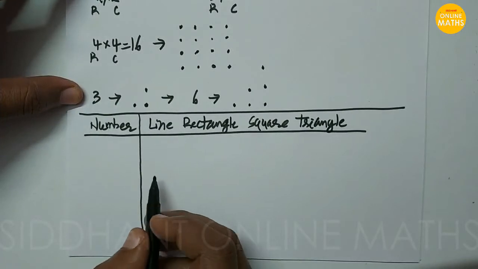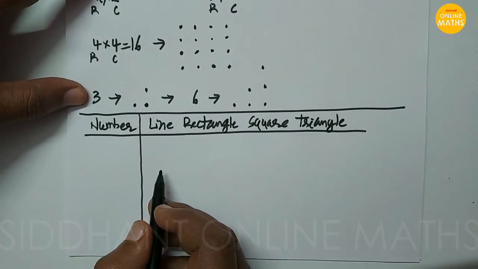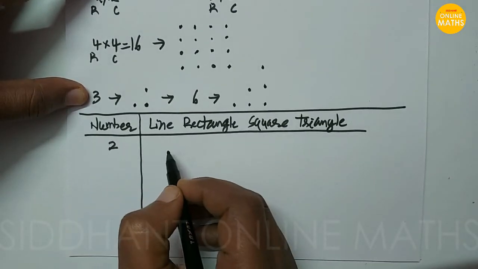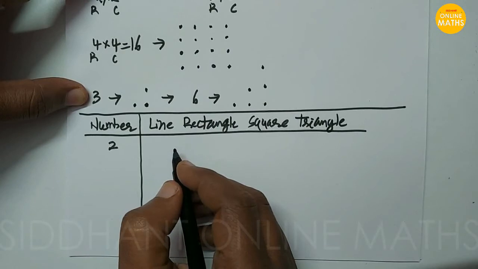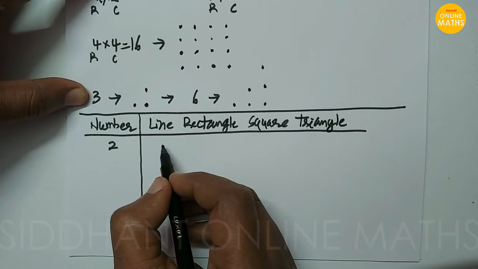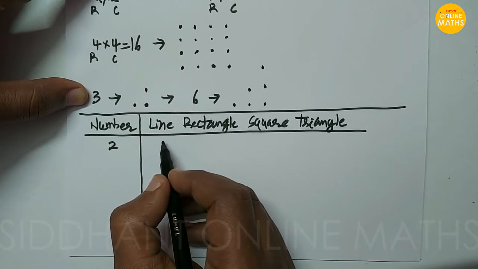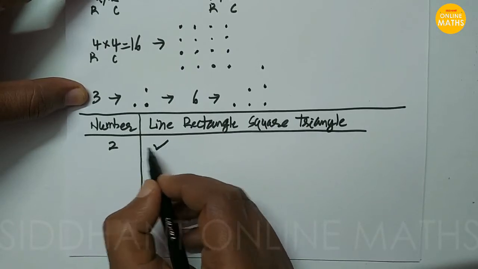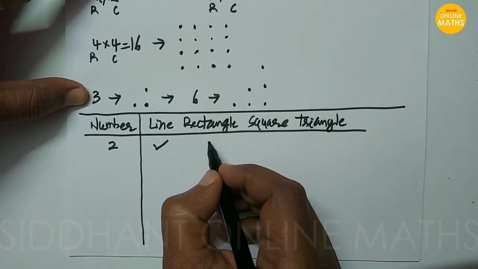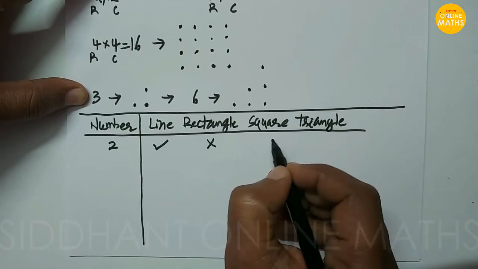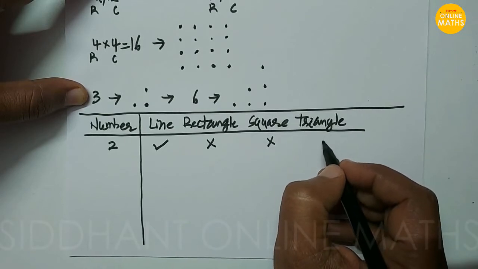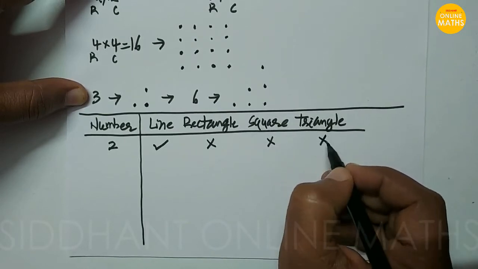So let's understand the shape of a particular number here. If you are going to take number 2 here, what are the shapes you can draw with number 2? Number 2 means you are going to see 2 dots. 2 dots means you can draw a line here. So a line can be drawn with 2 dots. Can we draw a rectangle? We can't draw a rectangle with 2 dots. So a rectangle is not possible, and a square is also not possible with 2 dots, and a triangle also is not possible for us with 2 dots.